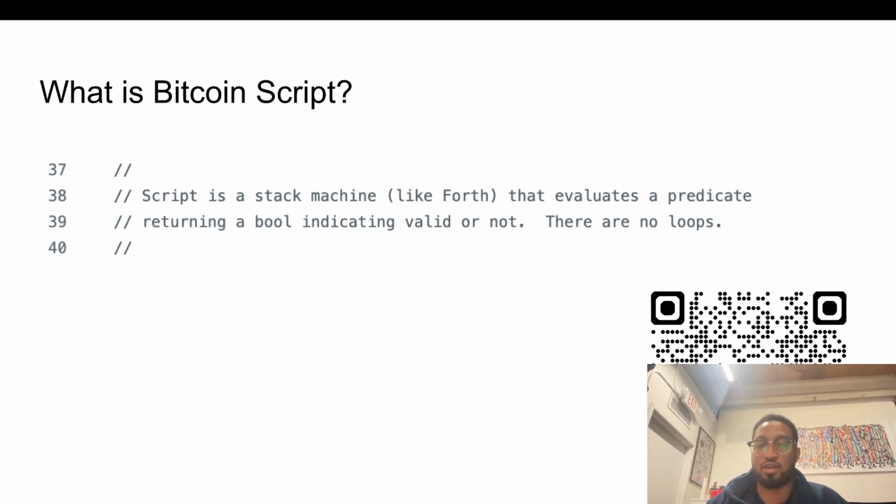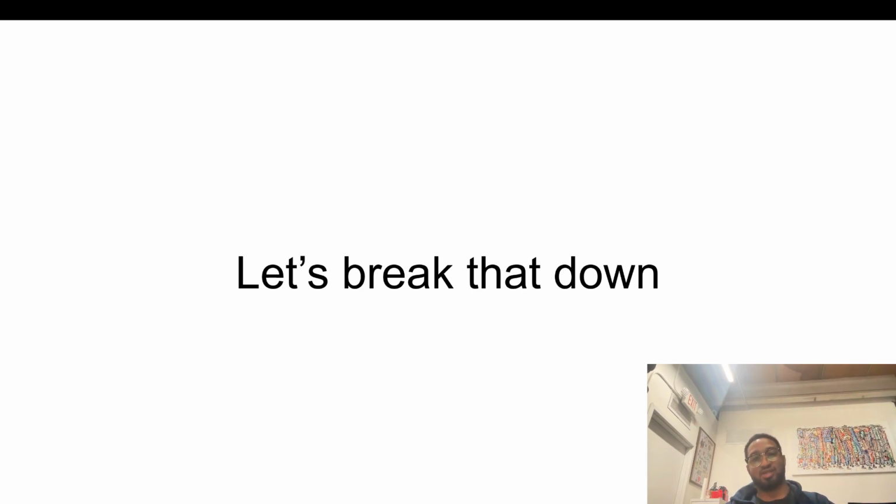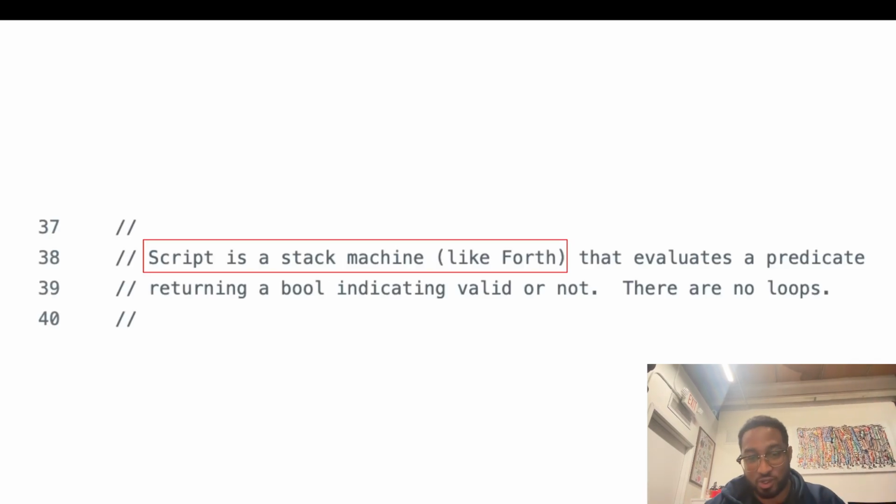Now, this is kind of a wordy statement, so I thought it would be a good idea to break it down to make it more accessible to anyone who's reading this. So, first part, let's start breaking it down. Script is a stack machine, like Forth, that evaluates a predicate, returning a bool indicating valid or not. The first part is that script is a stack machine, like Forth. So let's focus on that.